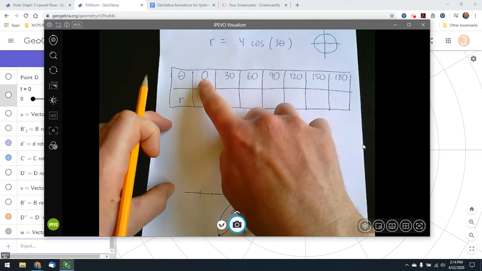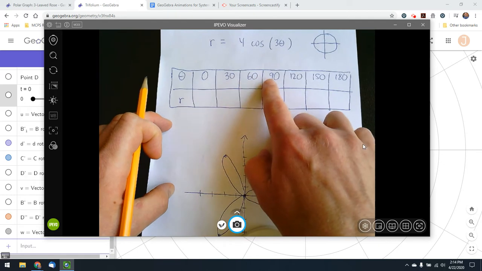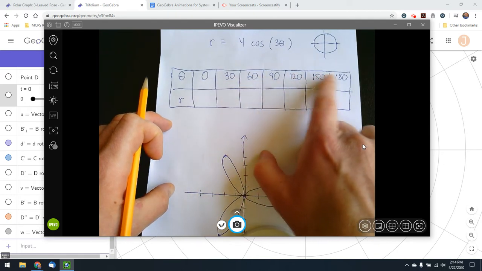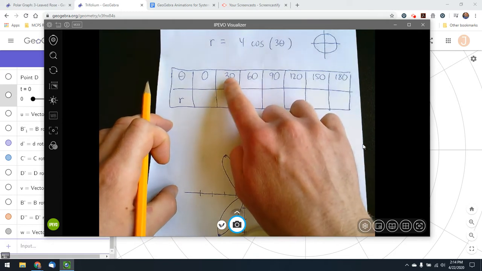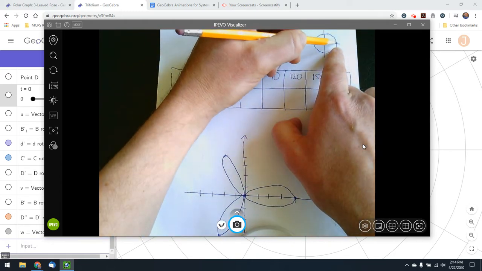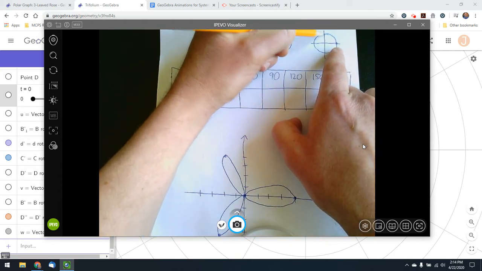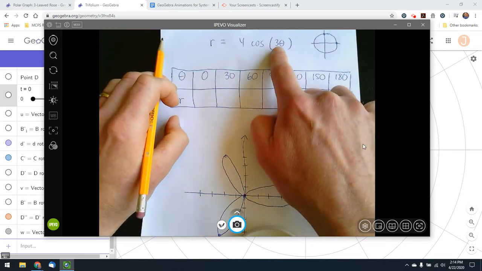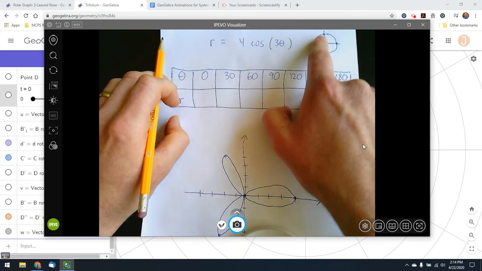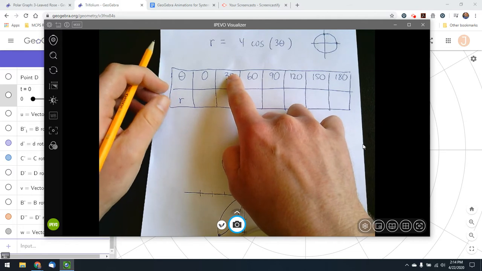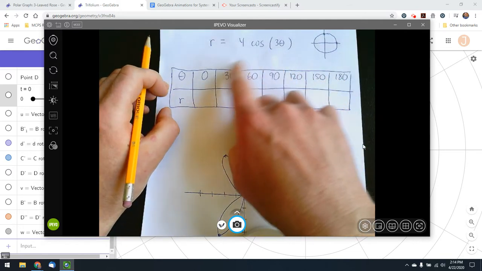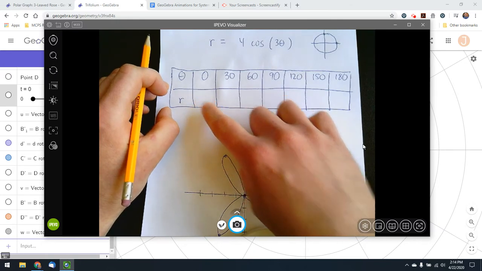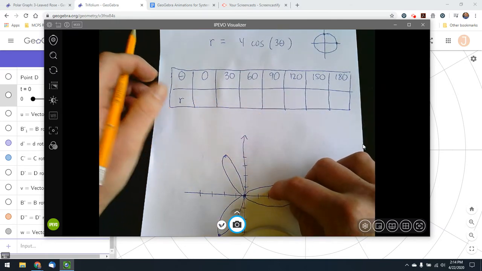So first, I created a table that goes by 30-degree increments from 0 to 180. The reason I chose 30 is that I want to be able to focus on these simple quadrantal angles, and I know that 30 times 3 gives 90. So that's why I chose to go by 30s. Let's plug in each of these values into the equation, figure out what R value we get, and then connect it to this graph.